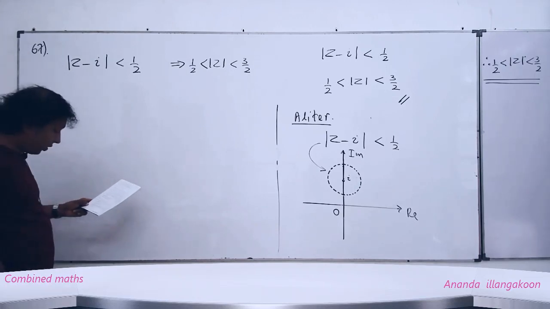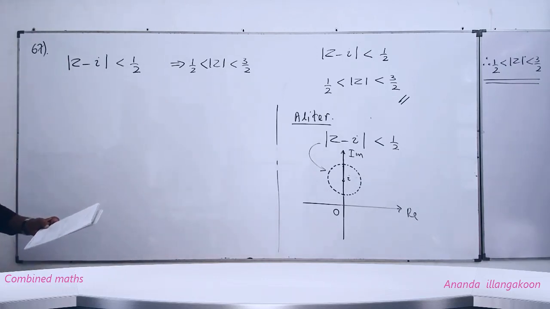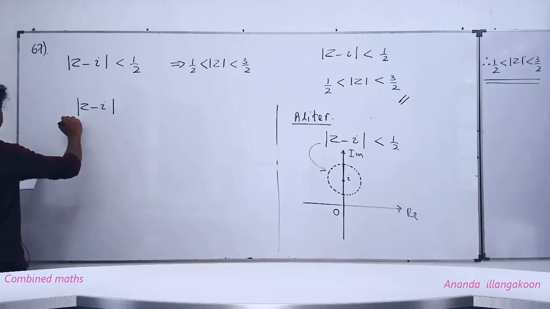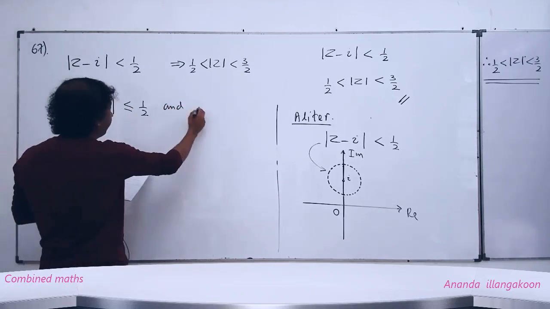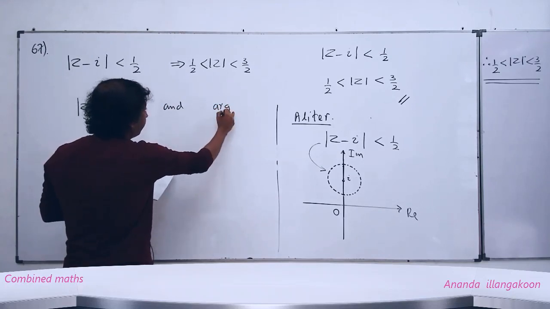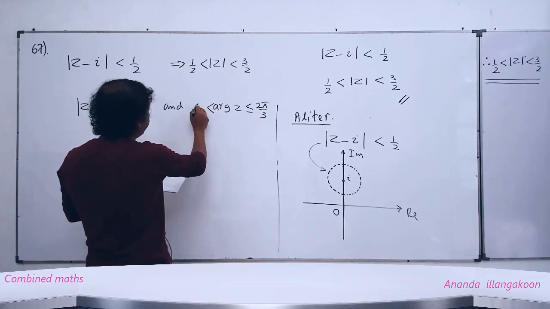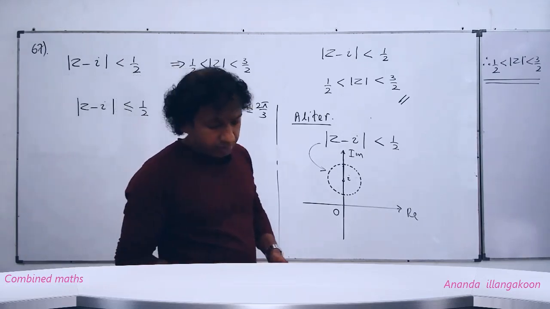Shade the region R consisting of the set of points in the Argand diagram which represent the complex numbers Z for which modulus of Z minus i is less than or equal to half, and arg Z is 2π/3. People, try to shade this region.